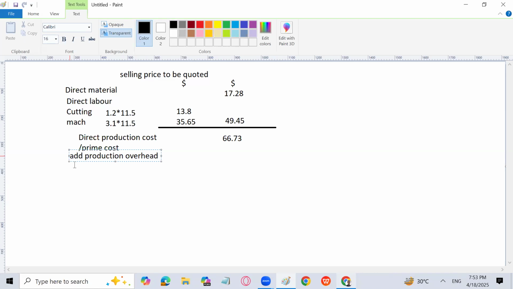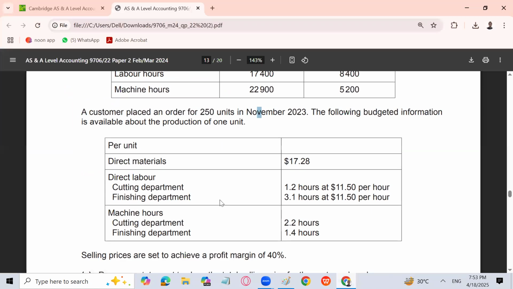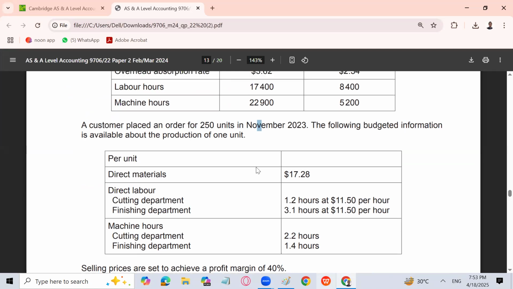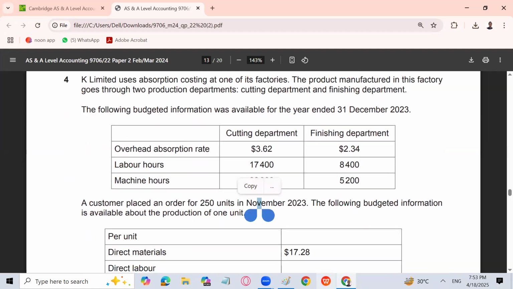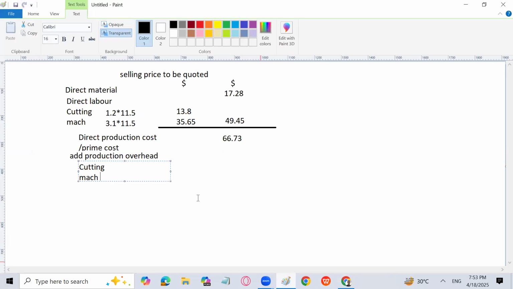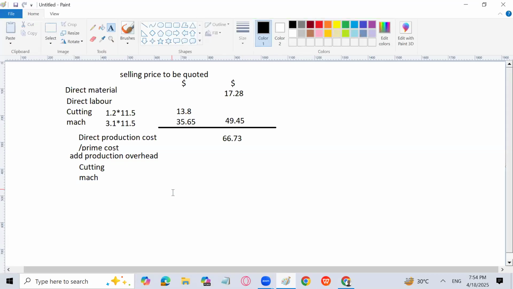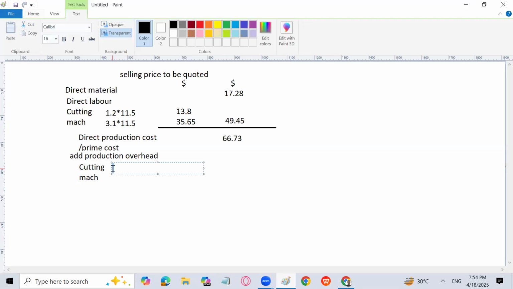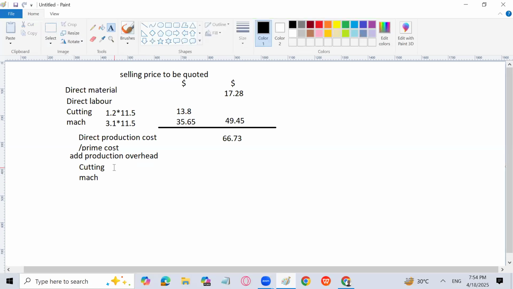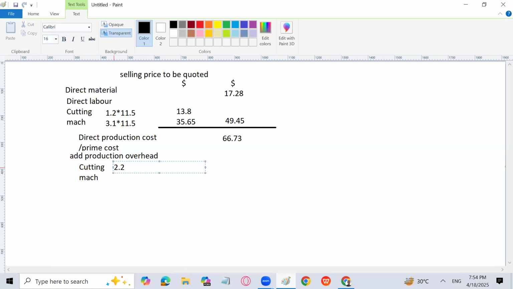I will add production overheads, and that is again for both departments, cutting and machining. Let's talk about the production overheads. He said that the cutting department takes 2.2 hours, and the rate we are going to use for the cutting department is 3.62. I will write here 2.2 hours. 2.2 into 3.62. What is the amount?